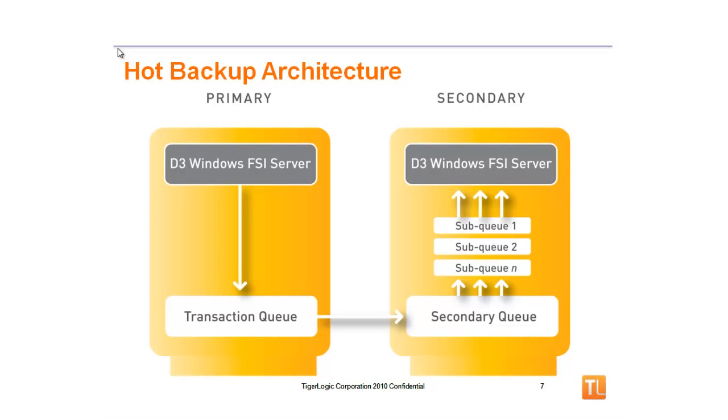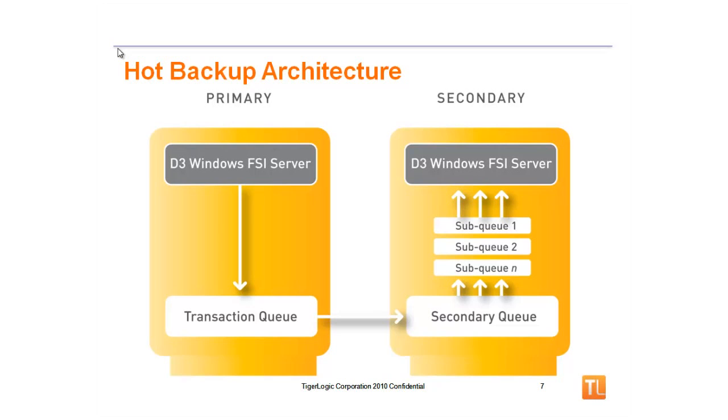The architecture for Hot Backup on Windows was thought out very thoroughly. And we did a couple things that are really beneficial. On the primary machine, with Hot Backup running, what you're doing is you're actually writing to the database, but then you're also writing transactions to a transaction queue.